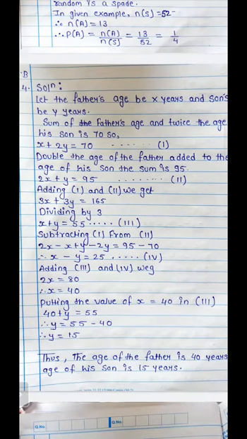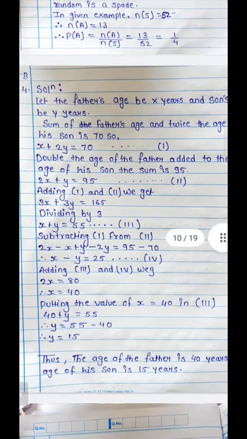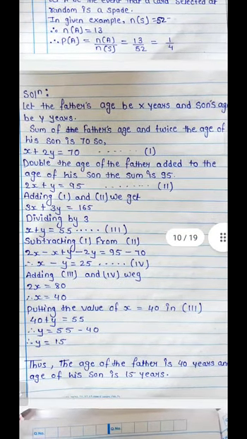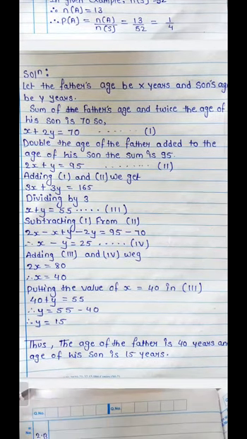So यहाँ पे हमने क्या बोला कि let the father's age be x years and son's age be y years. अब इसका जो सम है, sum of the father's age and twice the age of his son is 70. मतलब फादर का एज और उसमें सन का ट्वाइस एज लेंगे, मतलब 2 टाइम्स, that is x plus 2y is equal to 70. अब डबल द एज ऑफ द फादर एडेड टू द एज ऑफ हिज सन, द सम इज 95. मतलब अगर फादर का डबल एज है 2x और सन का एज y है, 2x plus y which is equal to 95. तो ये दो इक्वेशन बने हमारे, x plus 2y is equal to 70 और 2x plus y is equal to 95.